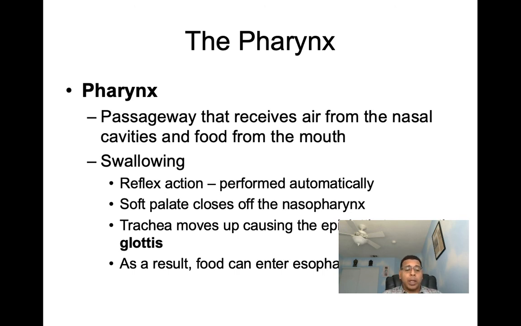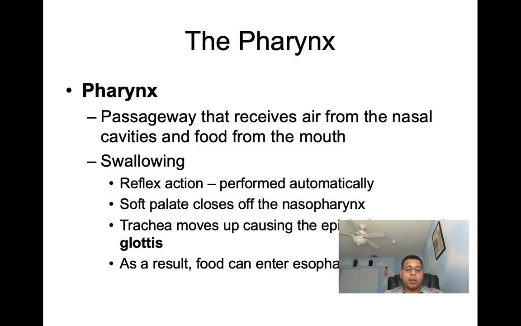During swallowing, the soft palate is going to move back and up a little bit to close off the nasopharynx. And then at the same time, we'll see the larynx and the trachea move up against the epiglottis, and they cause the epiglottis to cover the entrance into the glottis. During swallowing, food is going to enter into the esophagus because those air passageways are going to be totally blocked. They will be completely blocked.